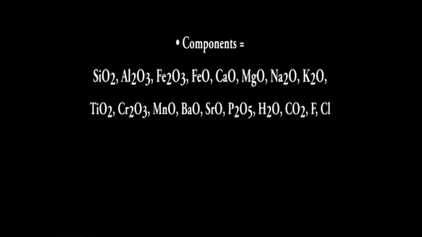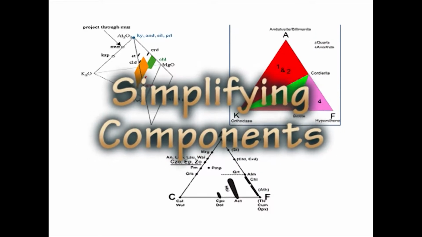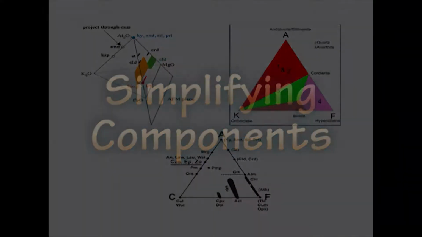Components include SiO2, Al2O3, Fe2O3, FeO, CaO, MgO, Na2O, K2O, TiO2, Cr2O3, MnO, BaO, SrO, P2O5, H2O, CO2, fluorine, chlorine. We can plot a maximum of 3 components using triangular diagrams.